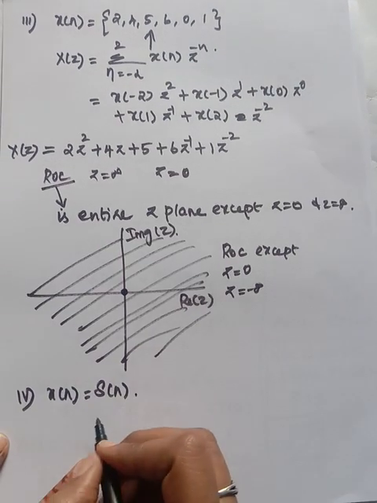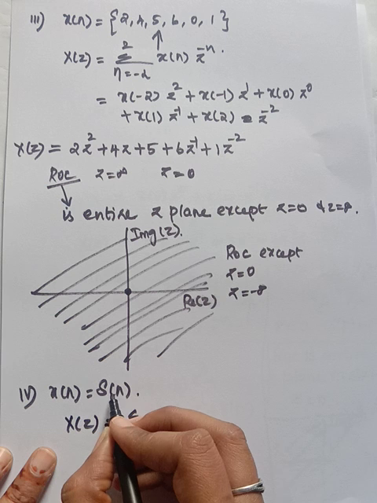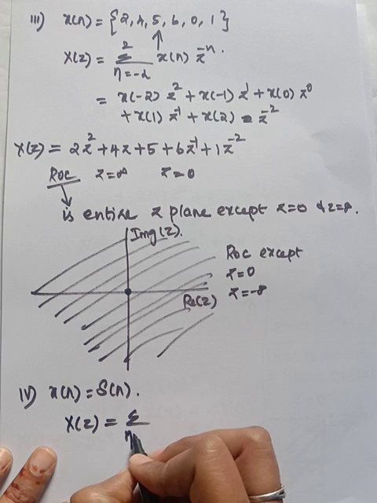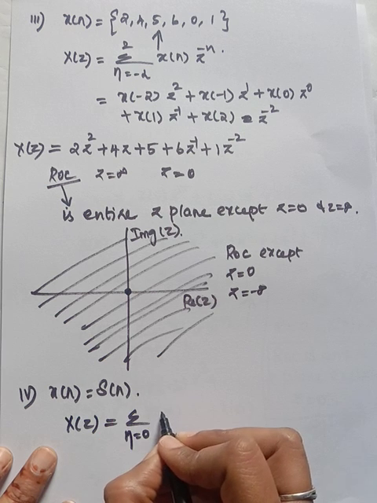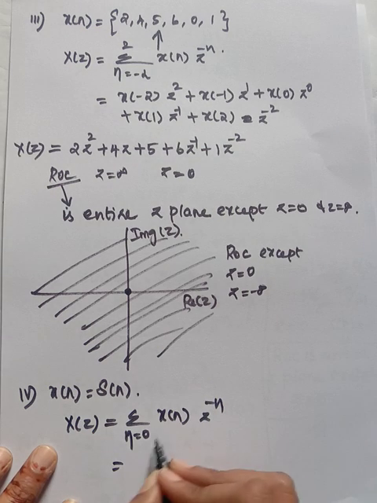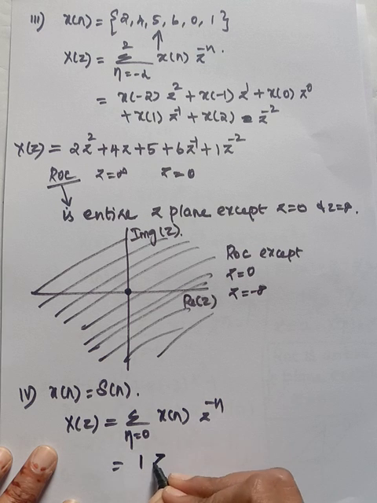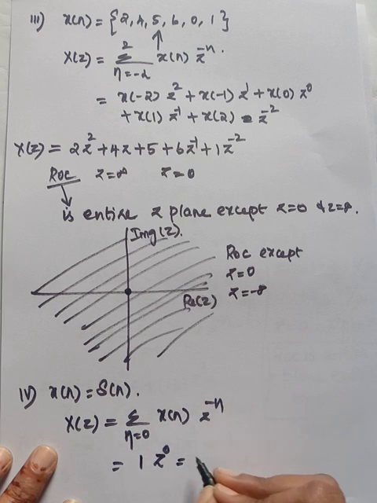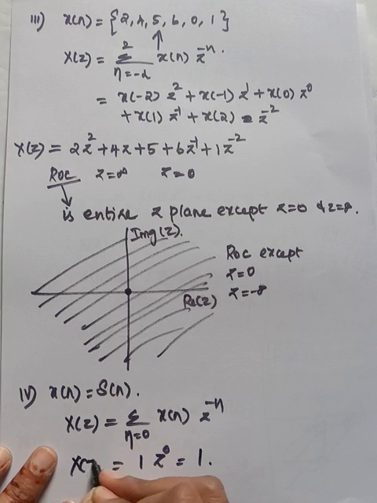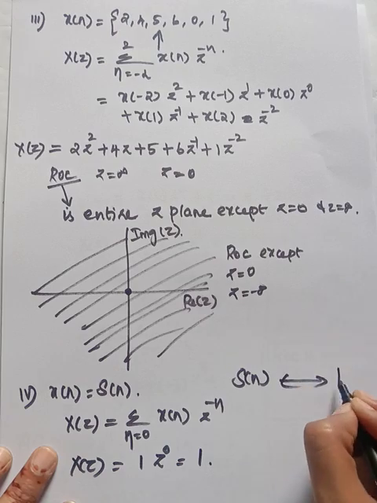Now see x of n is equal to delta of n. So apply the formula, the summation of x of n z power minus n. Here you have a value only at n equal to 0. When you substitute n equal to 0, x of n is 1 and z power 0 is 1. So the z transform of delta of n is 1.